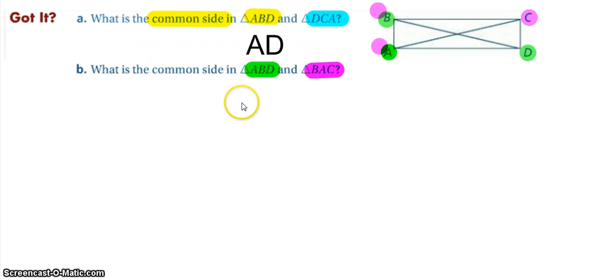So again, I set up my triangles by highlighting. I have the right triangle that uses the left side here and the bottom and then my hypotenuse, and then I have the right triangle that uses the top, my left side and the hypotenuse. So the shared side there would be AB.